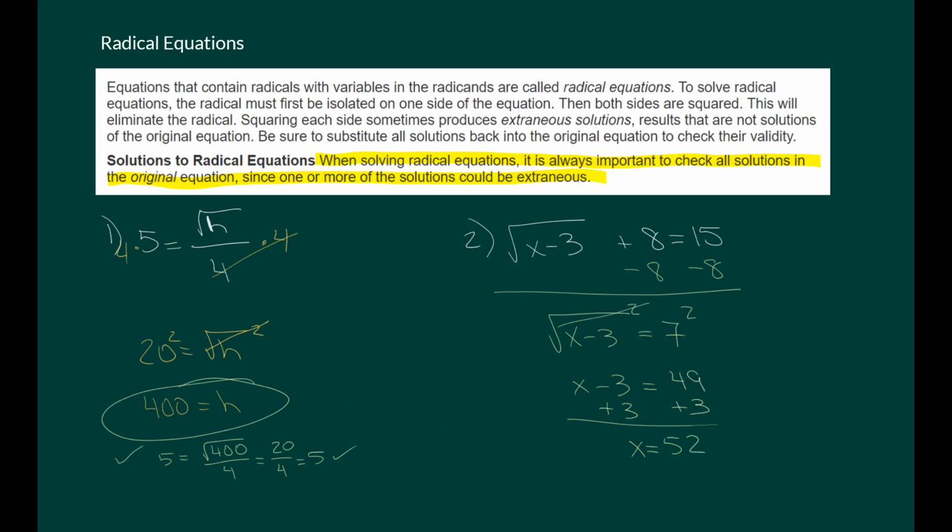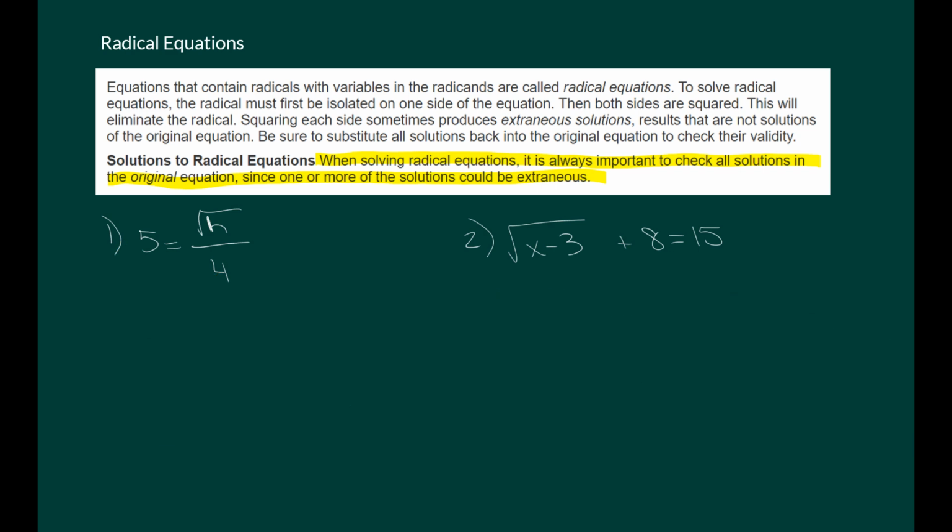If I plug that back in, so let's do the check, I would get 52 minus 3 plus 8 equals 15. So that's the square root of 49 plus 8 equals 15. 7 plus 8 equals 15, which is true. So that works.